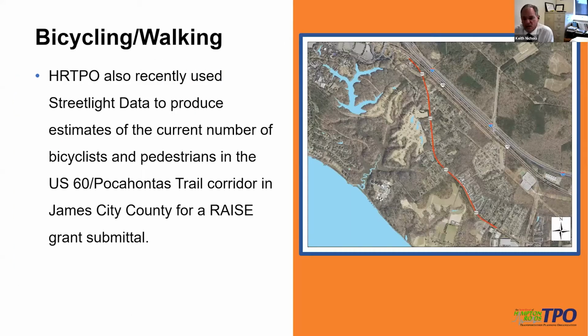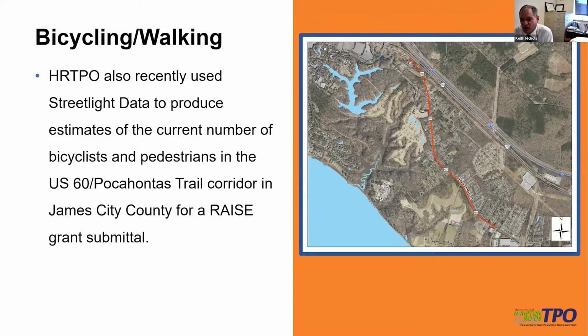Last thing I wanted to mention is a recent task that we were asked to do, and that was to help James City County with a RAISE grant submittal that they were providing for Route 60 Pocahontas Trail. This area, Busch Gardens, is to the top left of the aerial you see there. And then to the bottom right, you get into more industrial uses. There's a Walmart distribution center just to the bottom right of the picture. So it's a pretty busy corridor.